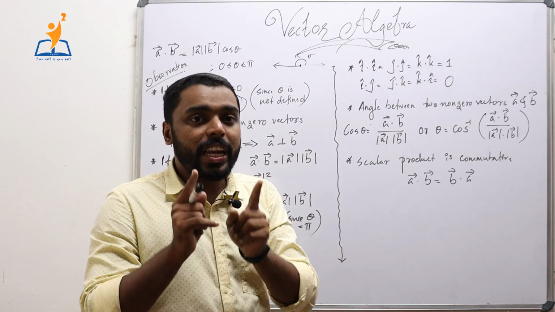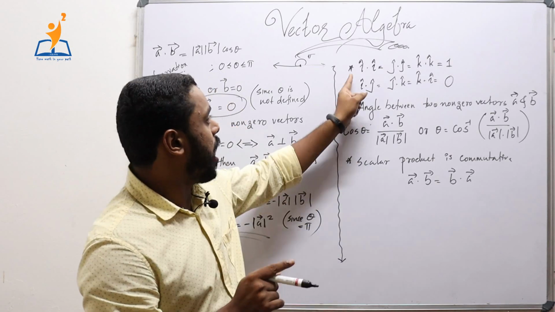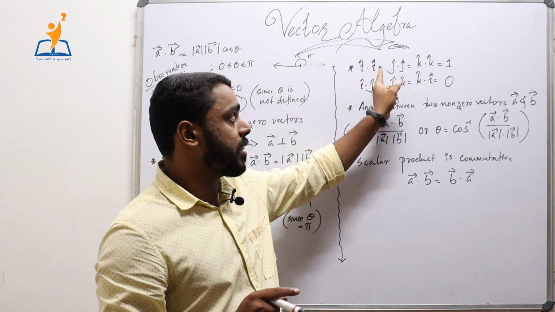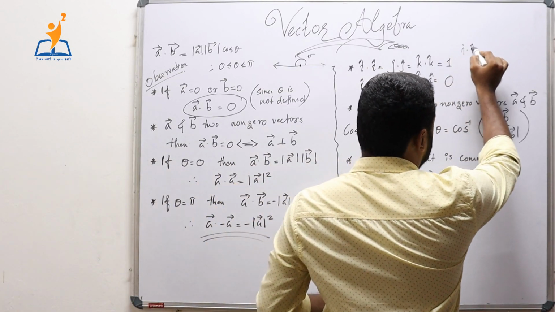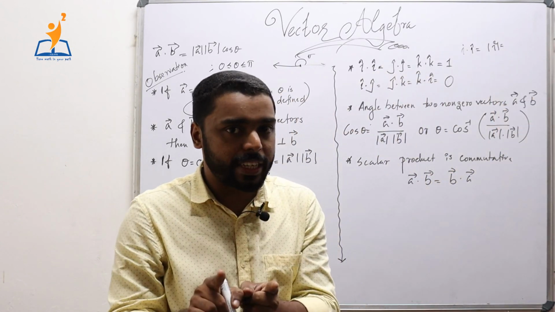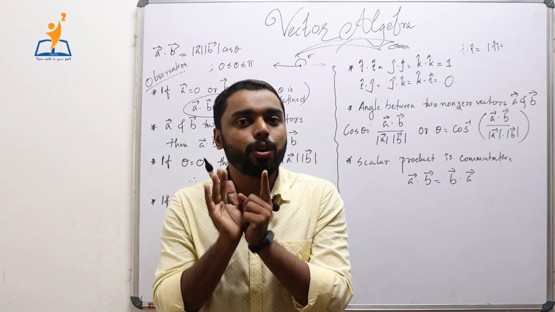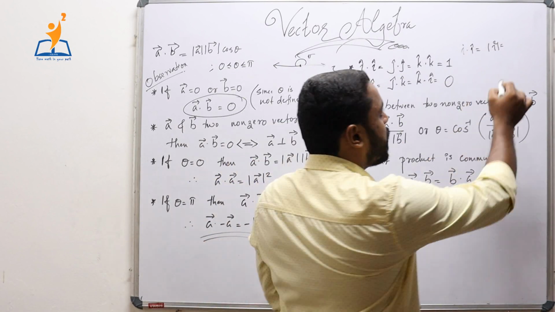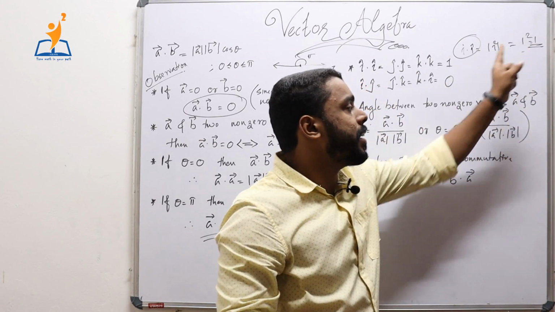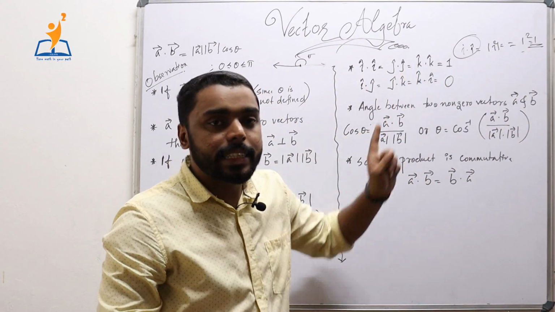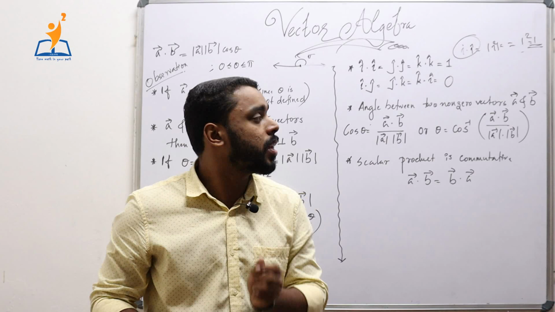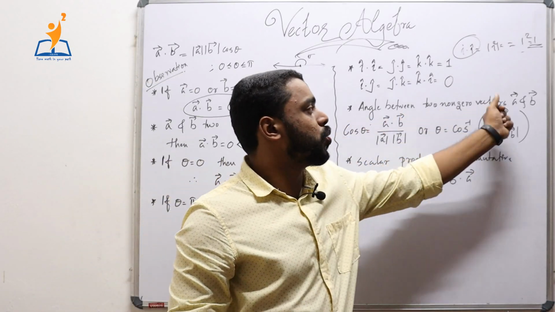Also note that whenever two vectors are parallel or collinear, as in i dot i, the angle between them is nothing but 0 degrees. So i dot i is nothing but mod i square. Now note that i is a unit vector, and the magnitude of a unit vector is nothing but 1. So it will become 1 square, equal to 1. So i cap dot i cap is nothing but 1. Similarly, j cap dot j cap and k cap dot k cap, because the magnitudes of the unit vectors are nothing but 1.